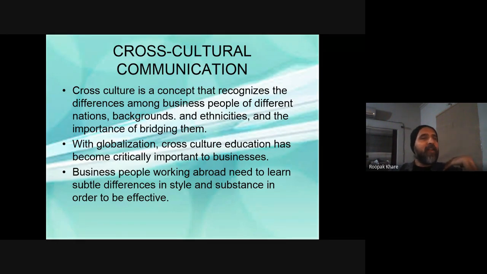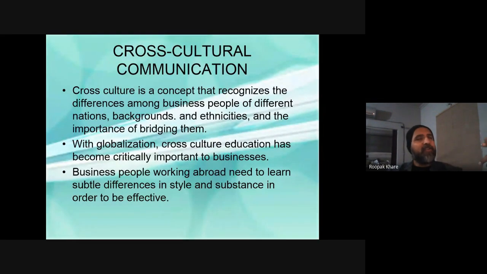See, people from one country, one culture, want to sell their goods to people in other cultures as well. But to do that, they have to interact with them. And when there are cultural differences, you have to bridge those differences. Now, these differences could be based on so many things: nationalities, or financials, or ethnicity, or language, or food, or whatever. But then you have to bridge them to connect and do your business, right? Then, with globalization, cross-culture education has become critically important to business, right? So cross-cultural business also has become important, and all the more so with globalization.